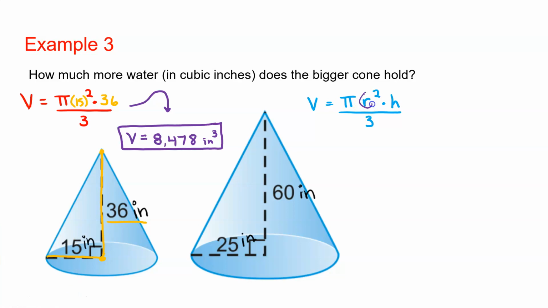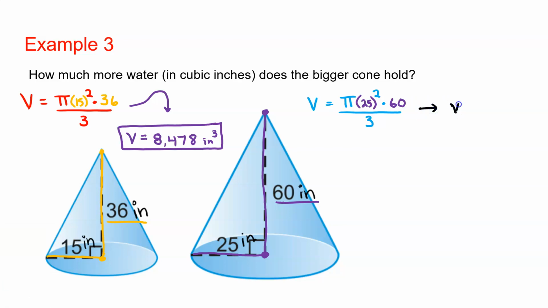Radius. So what is my r here? The radius for the bigger one from the center to the outside measures 25. So we're going to say 25 to the second power. And then what is my height? Well, my height for this one, from the very top to the center, measures 60 inches. So we're going to multiply here by 60. And I'm going to do the same thing. I'm just going to verbally explain what I'm multiplying as I go.